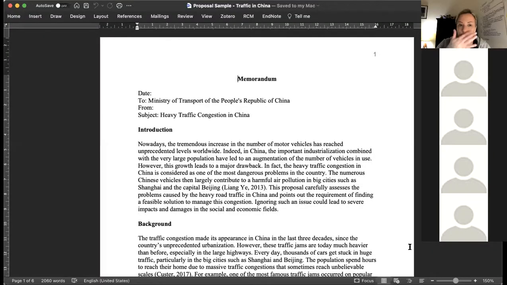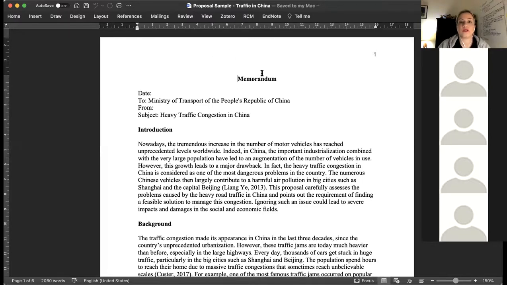So I'm going to show you one example. Okay, this one is a proposal to the Ministry of Transportation of the People's Republic of China, and it's about heavy traffic congestion in China. So take a look at it.